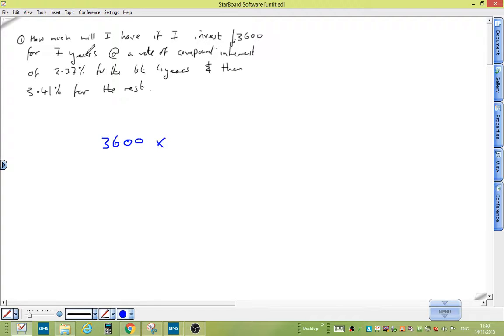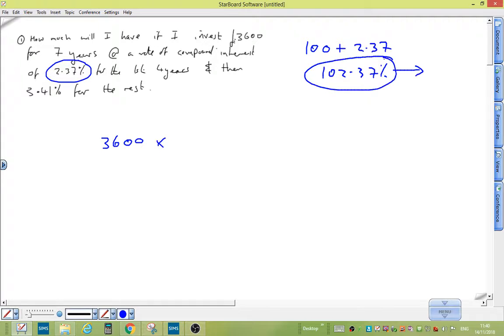the multiplier. Well, if I'm using a rate of interest of 2.37%, the multiplier, remember, is 100% that you start with, plus, because you're increasing by 2.37, gives you 102.37%, and the multiplier is the equivalent of that in a decimal format. In other words, divide by 100. So it gives you 1.0237, and remember, you raise it to the power of how many years you're investing it for.